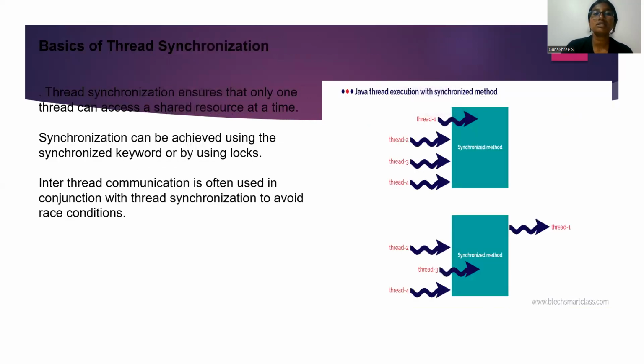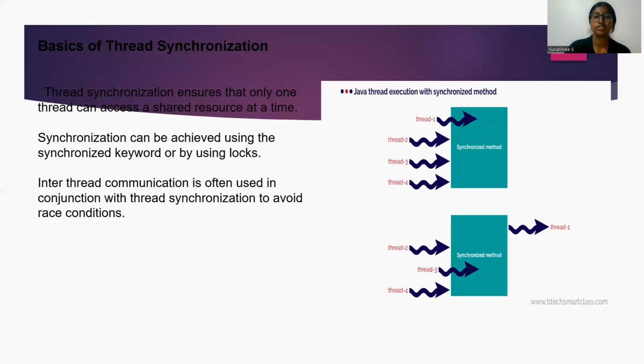So what are the basics of thread synchronization? It ensures that only one thread can access a shared resource at a time. It can be achieved using the synchronized keyword or by using locks. Inter-thread communication is also often used in conjunction with thread synchronization to avoid race conditions.